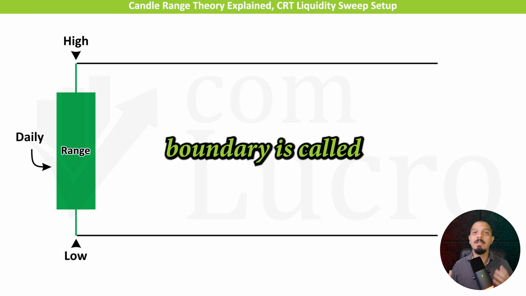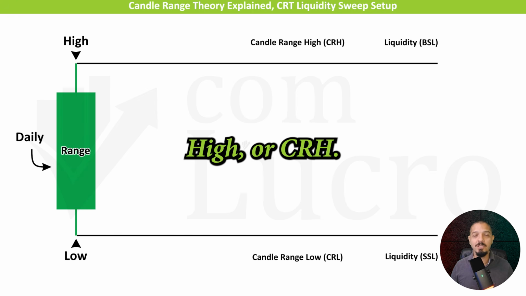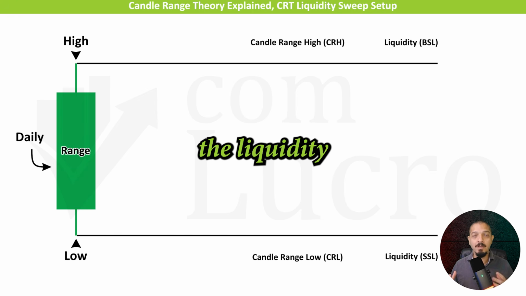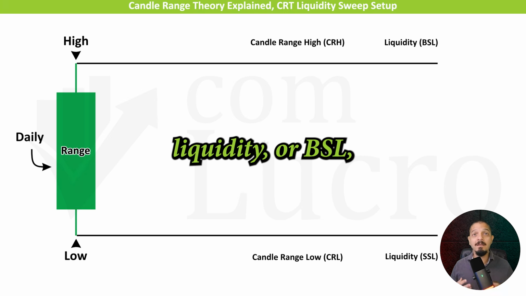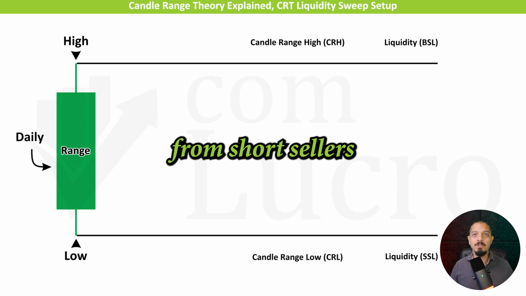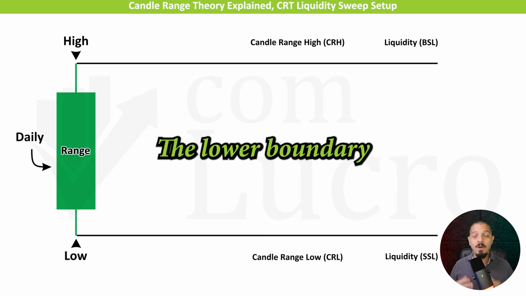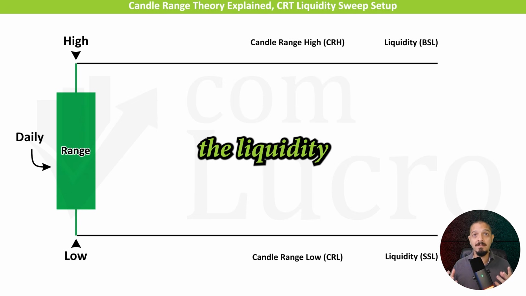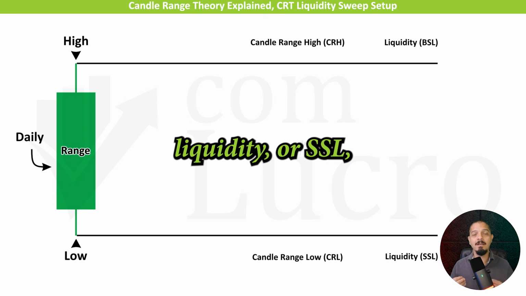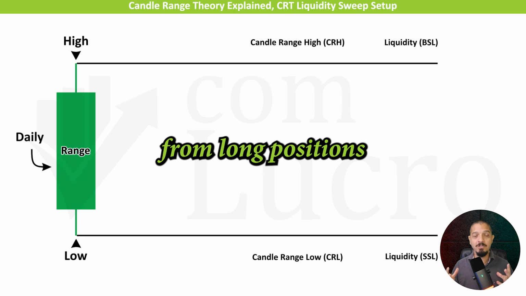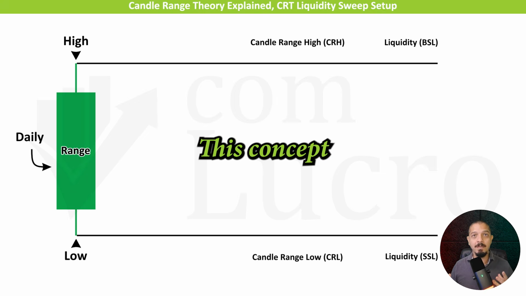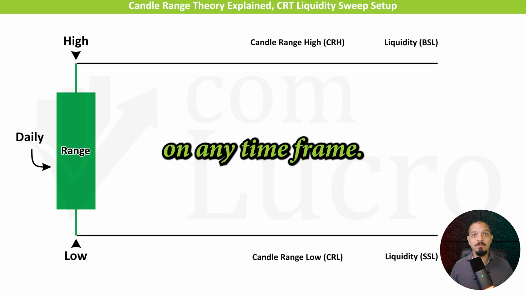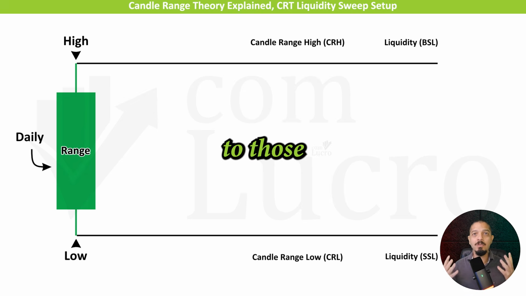The upper boundary is called the candle range high, or CRH. In smart money terms, the liquidity resting above this level is known as buy-side liquidity, or BSL, because it contains stop losses from short sellers and breakout buy orders. The lower boundary is called the candle range low, or CRL. In the same way, the liquidity resting below this level is referred to as sell-side liquidity, or SSL, since it includes stop losses from long positions and sell stop orders. This concept can be applied to any candle on any time frame. What matters is how price reacts to those boundaries.